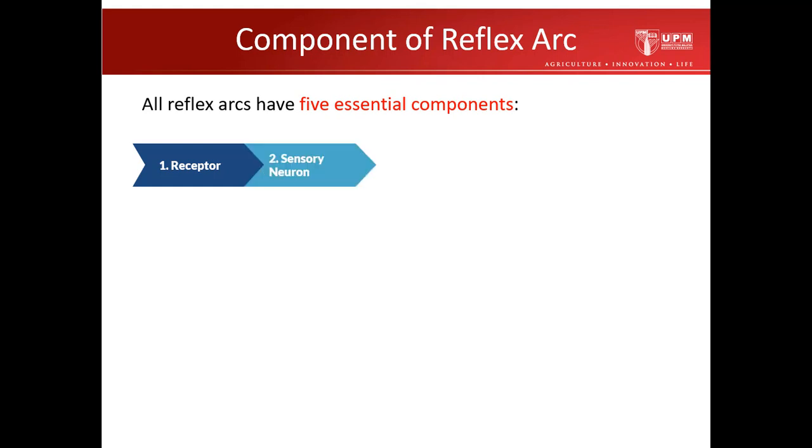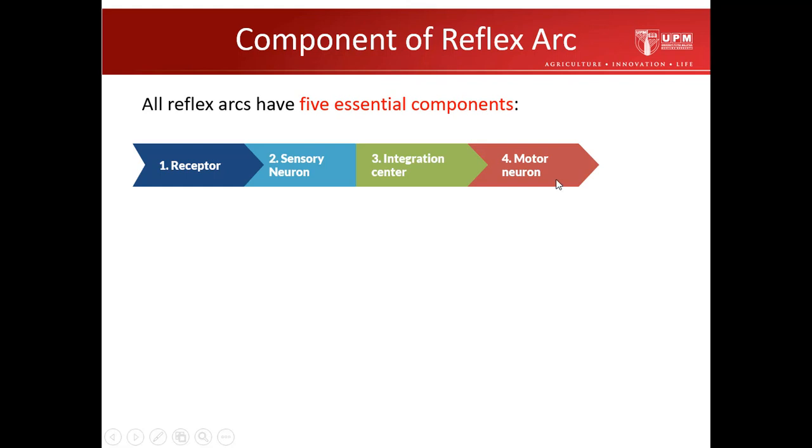Next one, we have the sensory neuron. The sensory neuron carries the information that comes from the receptor, and then it will transfer it to the integration center. In the integration center, the information received will be processed, and then it will decide on what the response will be. After that, the information will be passed over to the motor neurons, and lastly to the effector organ. The effector organ will receive the information from the motor neuron and will show the appropriate response.